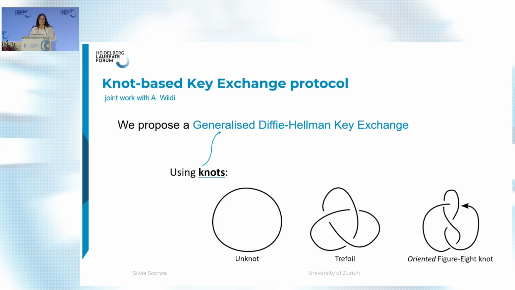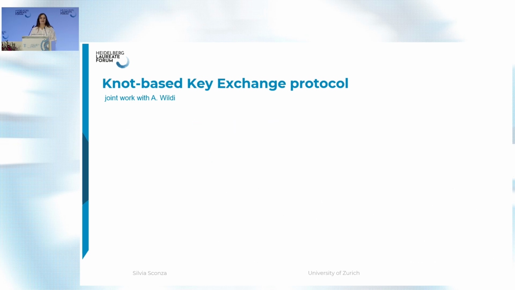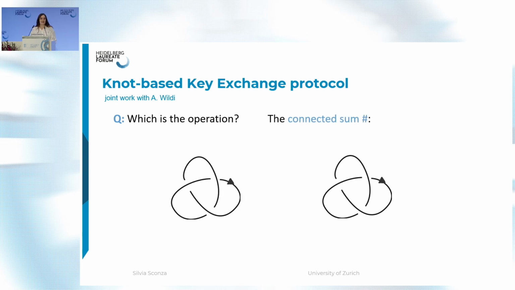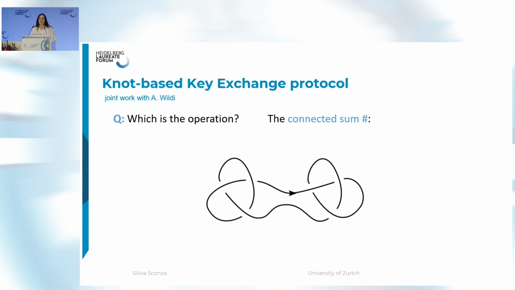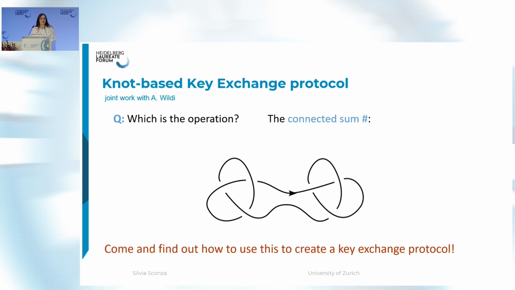This is because if I consider the set of oriented knots, I can define an operation to obtain a semigroup. This operation is called the connected sum, and works in the following way. You take two oriented knots, you cut them to open them, and you glue them together following the orientation. And in this way, you obtain a new oriented knot, okay? And if you're curious, it's on my poster.